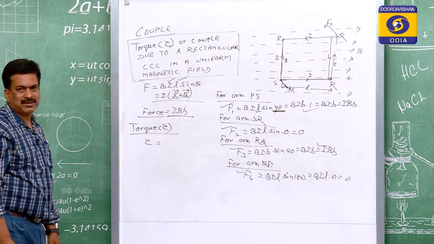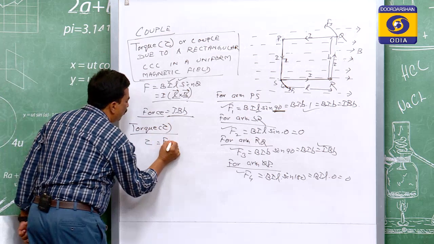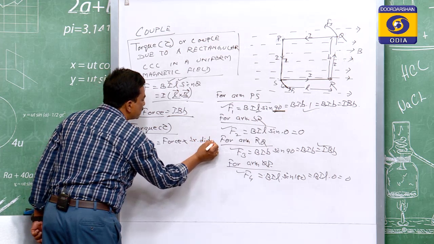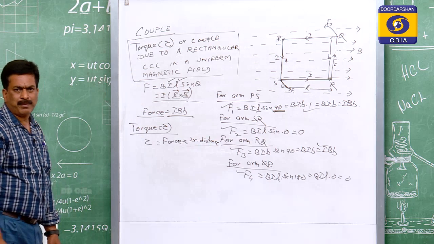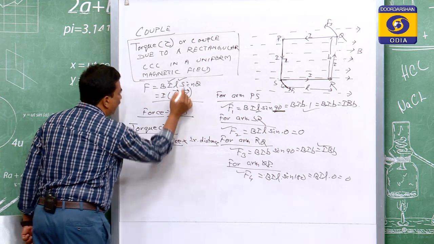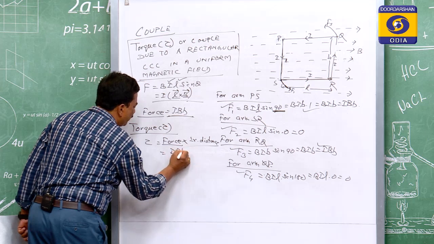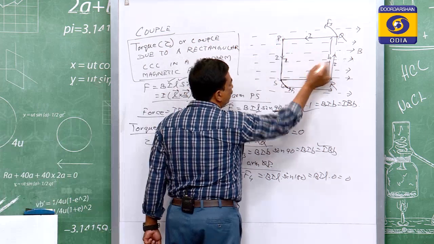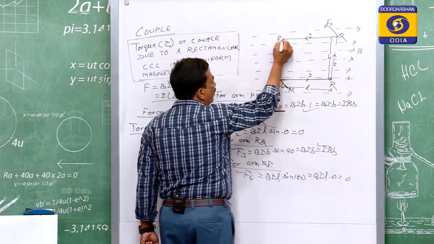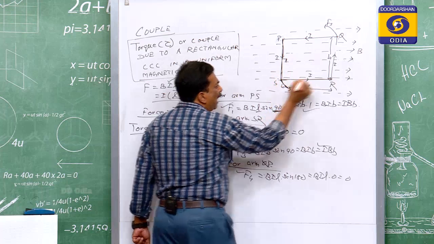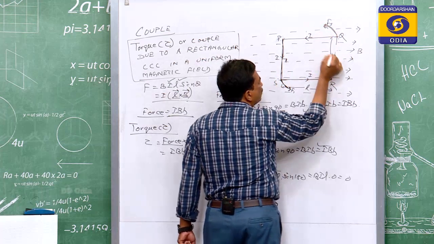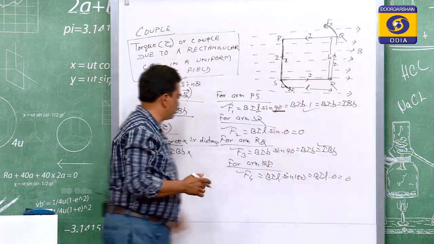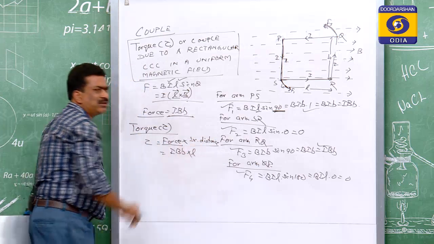So, what is the definition of torque? Torque is the force into the perpendicular distance. So, what is the force here? Force is IBB into the perpendicular distance between those 2 forces. You see, one force is acting in this way, another force is acting in this way. So, what is the perpendicular distance between these 2 forces? That is L.